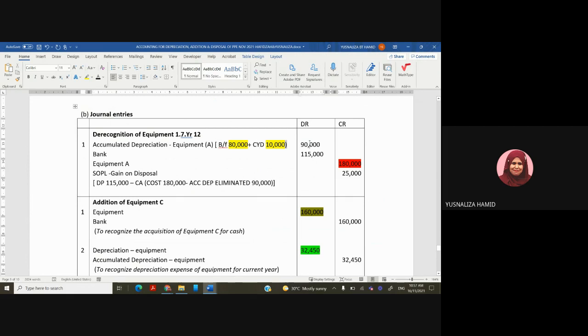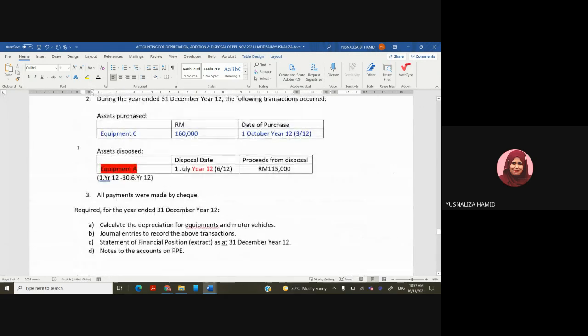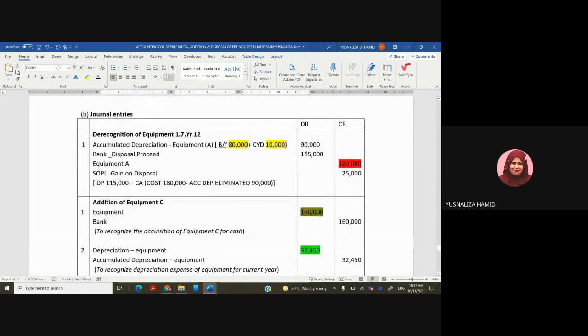That must be eliminated. So you need to debit accumulated depreciation, that part. And then the disposal proceed is the one that was given in the question. So the disposal proceed is here, from the proceed of the disposal, 115. This one, 115. So it is 115 here.